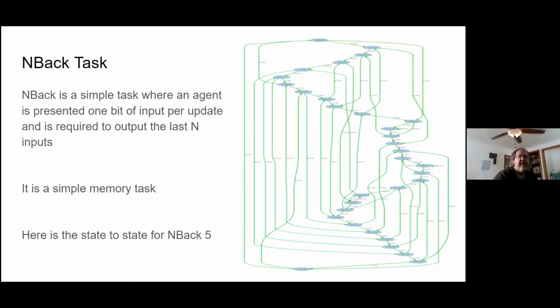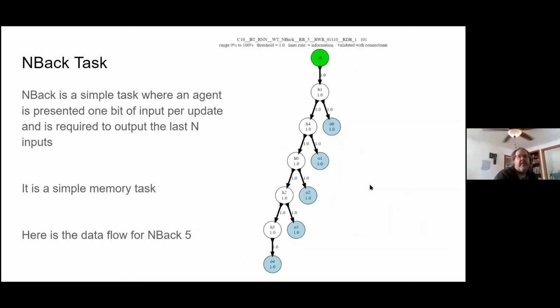Now, if we consider Nback 5, which is what we're looking at here, I'm going to feed maybe 100 bits to the brain, but on every update, I'm going to ask the brain to tell me what the last 5 bits that I fed it were. And this diagram on the right is the state-to-state transition for Nback 5. It's really quite complex, and I don't want to do an analysis. I can simply do the data flow, and the data flow for that same brain looks like this.